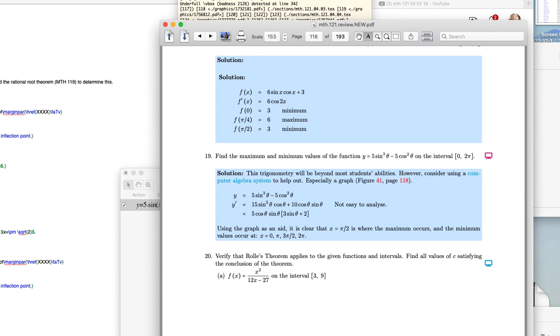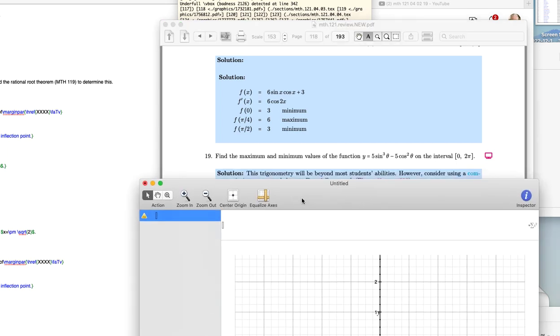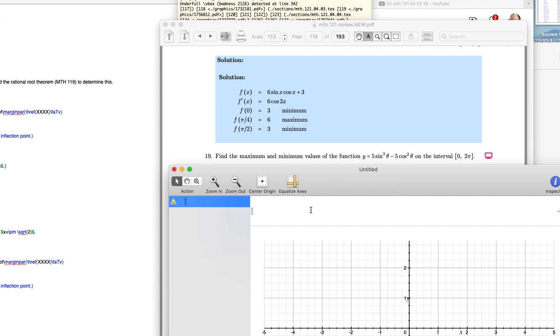Okay, so this one, I just want to mention using a computer algebra system, and that's a variety of things you could do. What I want to do is graph this function out. Let me go back to my grapher application, and I'm going to graph it out. So it's going to be y equals, whoops. Now I'm not going to use theta, I'm going to use an x variable. So let's take a look at it.